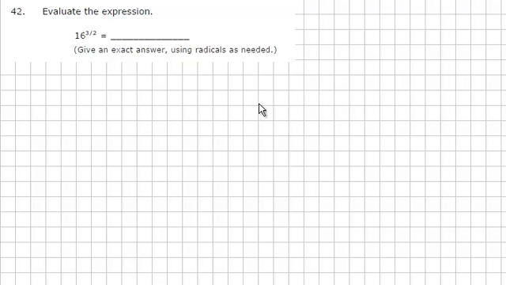Evaluate the expression 16 raised to the 3/2 power. In order to evaluate this expression, we need to recall the meaning of a rational exponent. So let's write down the expression a raised to the power of m over n. What we need to recall in this expression is that the denominator of the fractional exponent, the n, indicates to take an nth root.